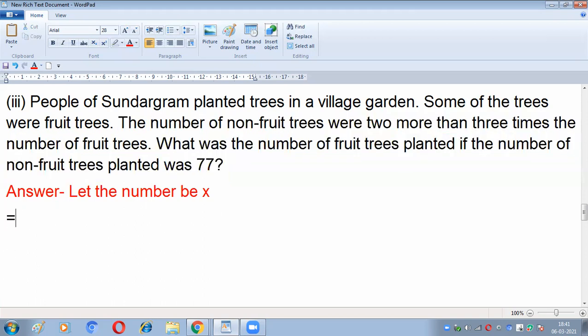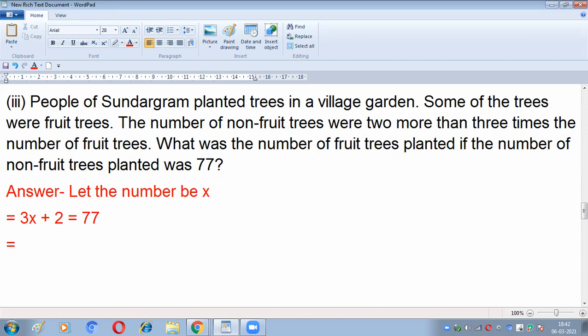Okay. So we can write it as 3x. And here is the number of non-fruit trees were 2 more. 2 more. More means plus and 2 means 2. So what was the number of fruit trees planted if the number of non-fruit trees planted was 77? Okay, so 77 is our result. The variable is 3x and here the number is 2. Okay, that means constant is 2.